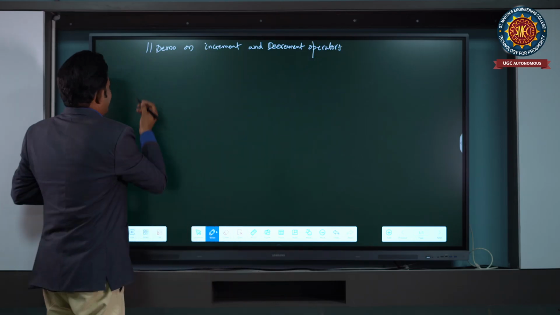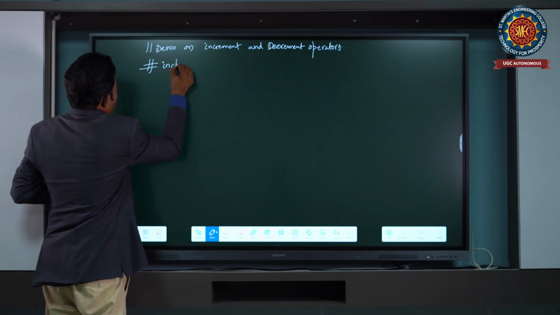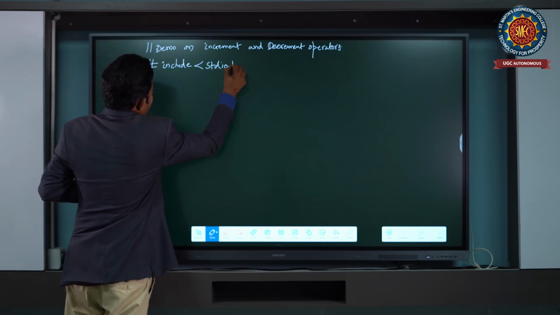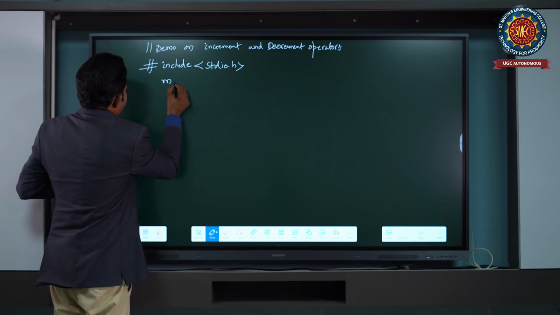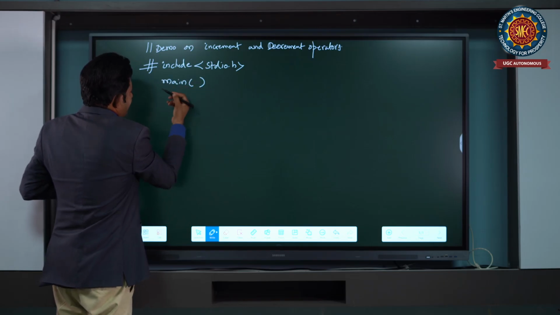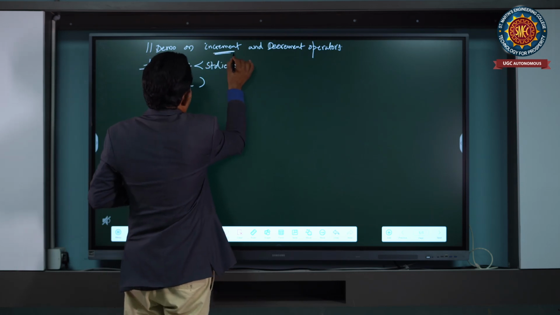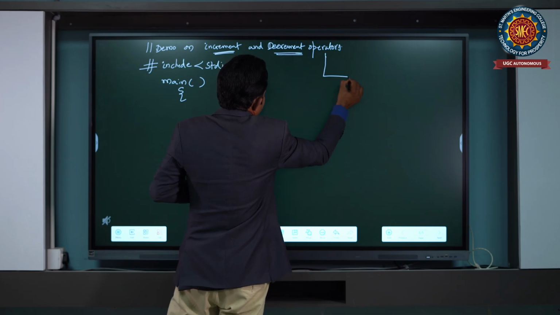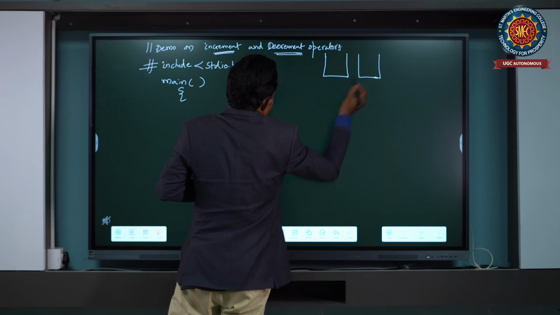Every C program starts with main, and before that we have to use the header file, that is #include stdio.h, the standard input output header file, followed by main. We may use int main or void main, but by default we have to use main. Our today's topic is increment and decrement operators. An operator is a special symbol, and based on our program requirement we use different types of variables.